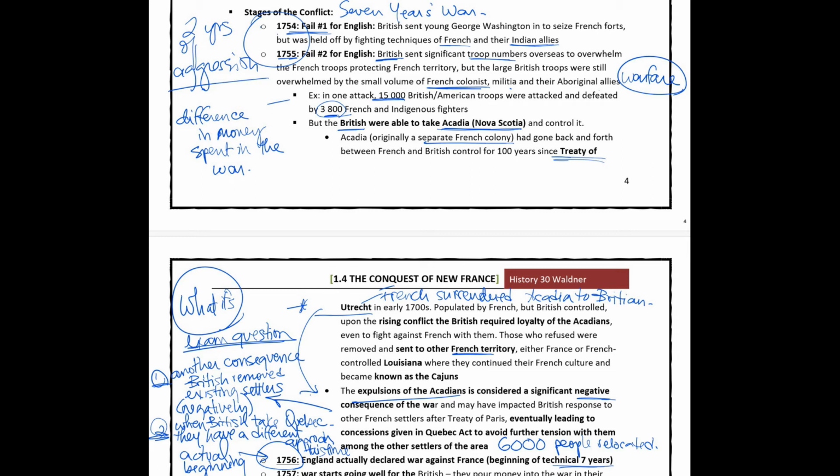But what's also important here is this has another implication, or another consequence, I guess we could say. This is the British that removed existing settlers. And it was viewed very negatively. So this is one time. But another time that comes up is when the British take Quebec.